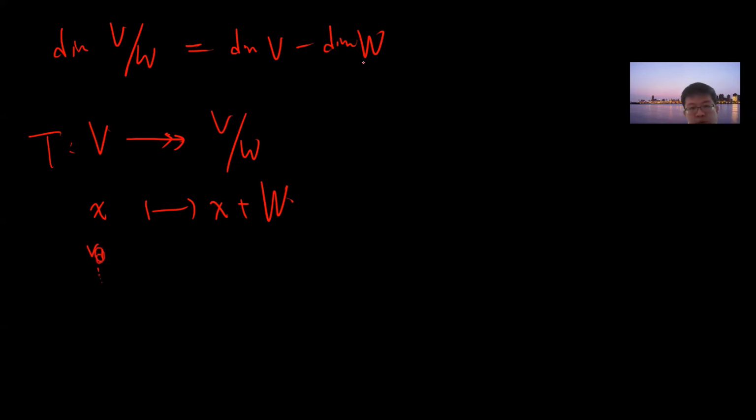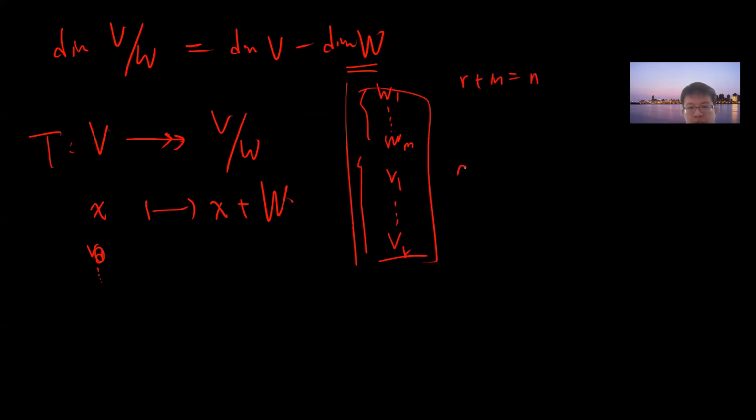Okay, so now you pick out a basis of W. Let's say you pick W1 up to Wm, which is a basis of W, and then you find the rest. You put V1 up to Vr, where r plus m is n, and you pick all of it as a basis of V. So you pick a basis of W, and then you choose another r vectors to fulfill the requirement, so that all of this together becomes the larger space.